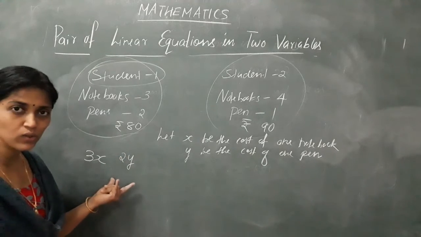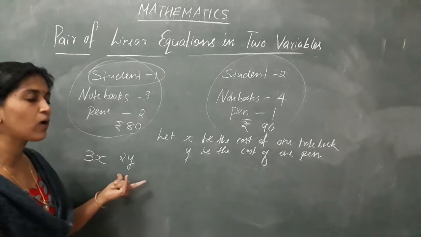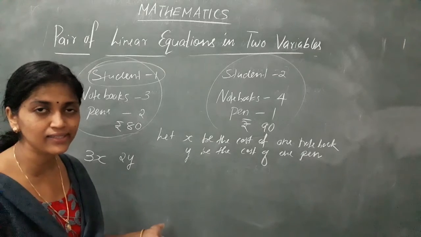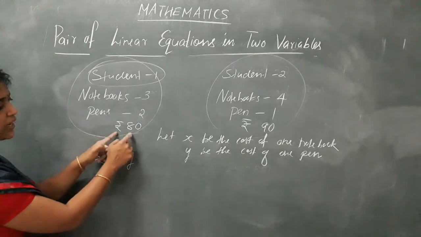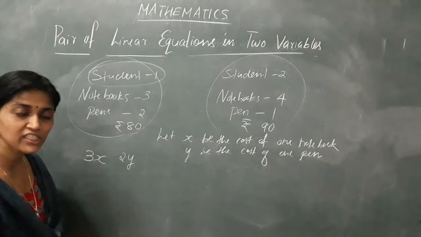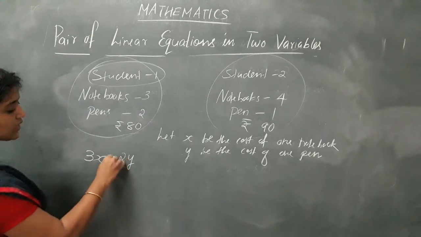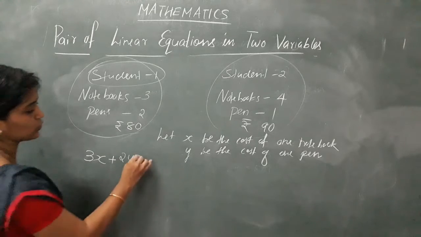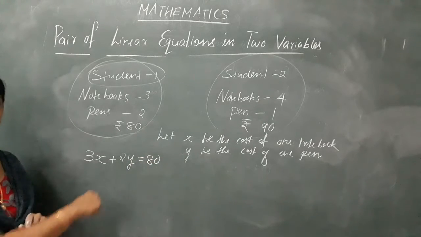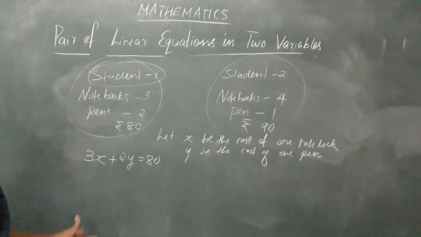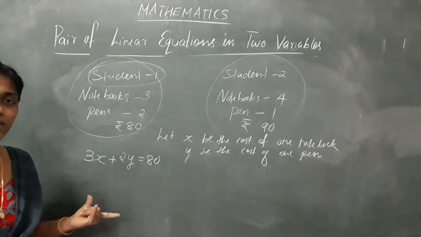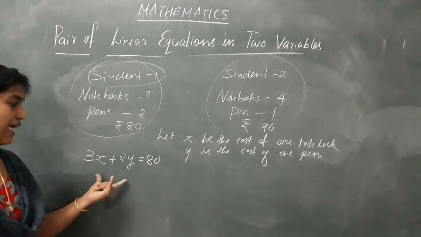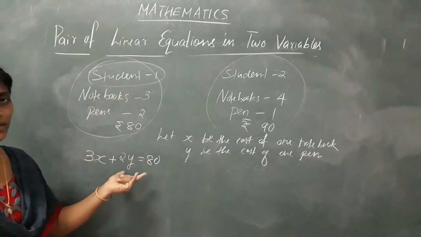The number of pens is 2, and the cost of one pen is y. We have studied this in lower classes. So the total cost is 2y. But how much is he paying? 80 rupees. So 3x plus 2y equals 80. This way we are forming a linear equation. That is student 1's linear equation. This is the linear equation formed.